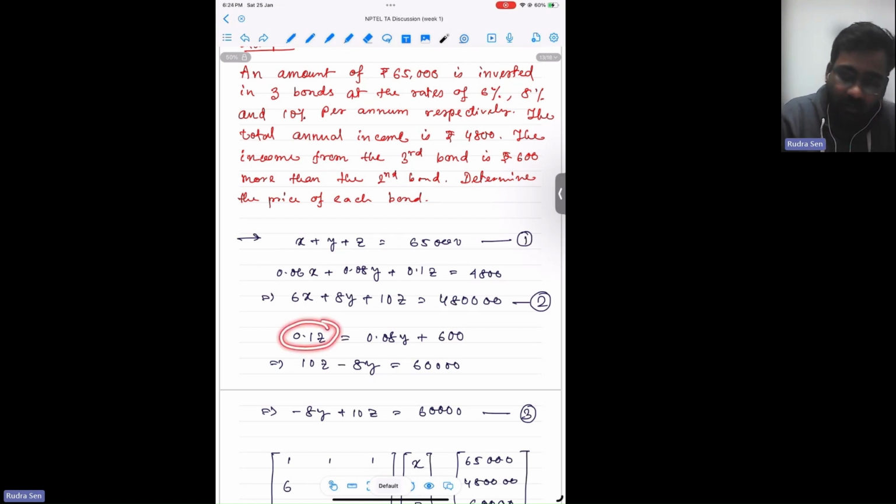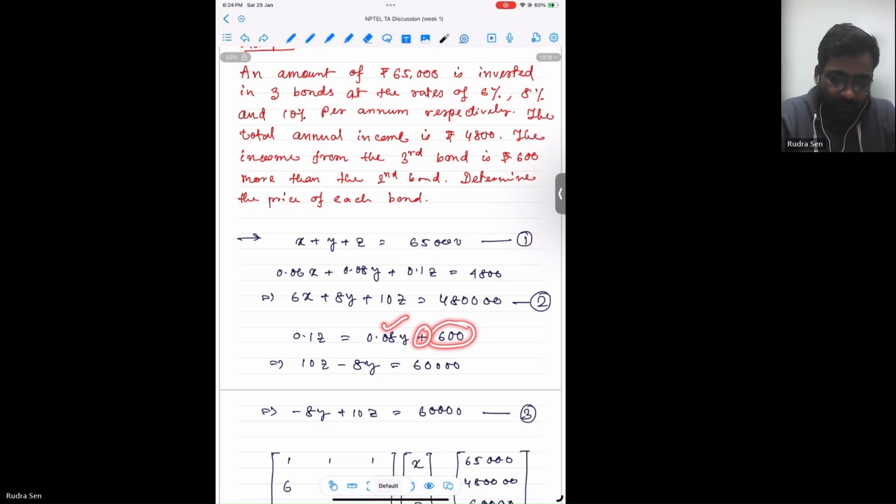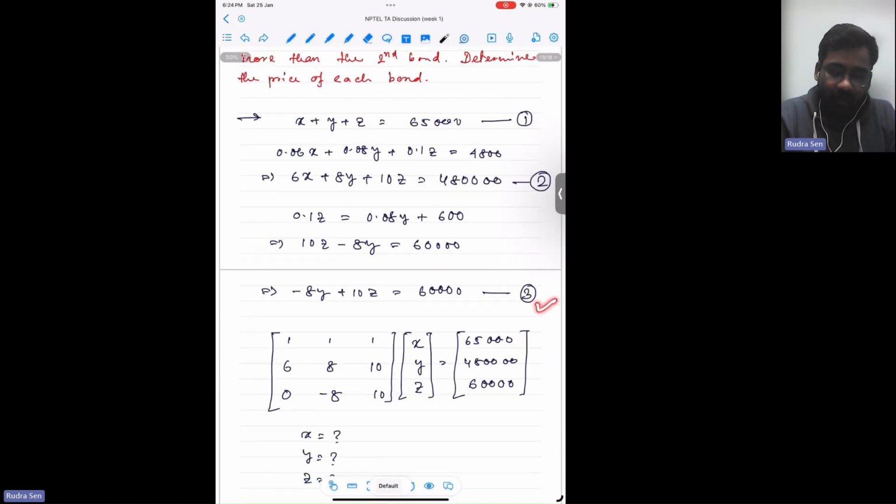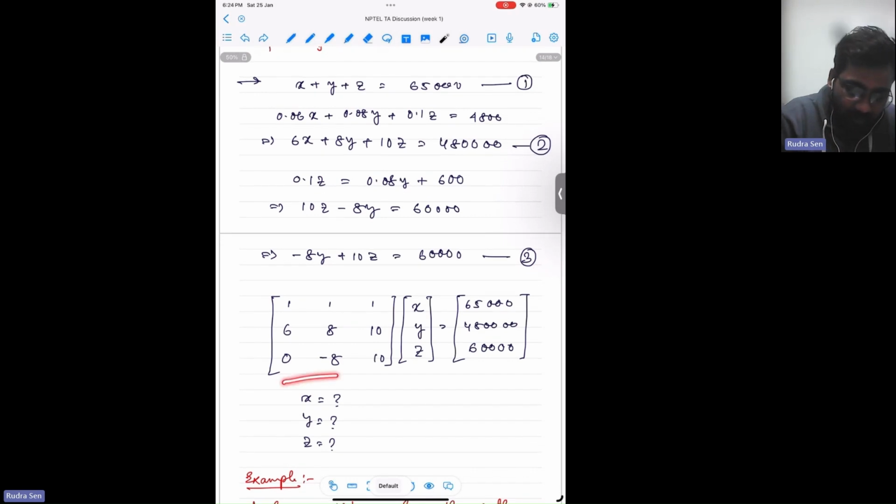So the third bond, that is 0.1z, the income from the third bond, is 600 more than the second bond. That means 10z minus 8y equals 60,000. So I just rearrange this equation. So this is equation number 3. Okay. Now I put it in an Ax equals B format. So this is basically the Ax equals B.